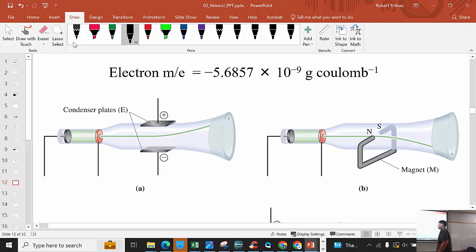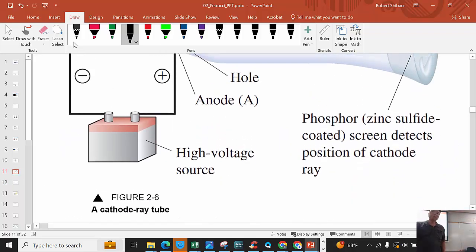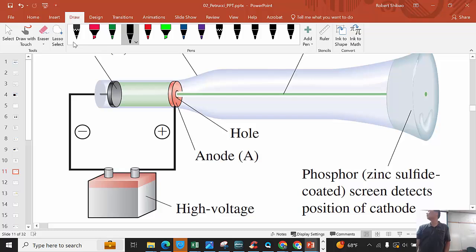Now, if these are negatively charged particles, they're going to interact with electric fields here. And essentially what we have is this. It's a beam of electrons, and what this is, is a lightning bolt. It's a controlled lightning bolt.